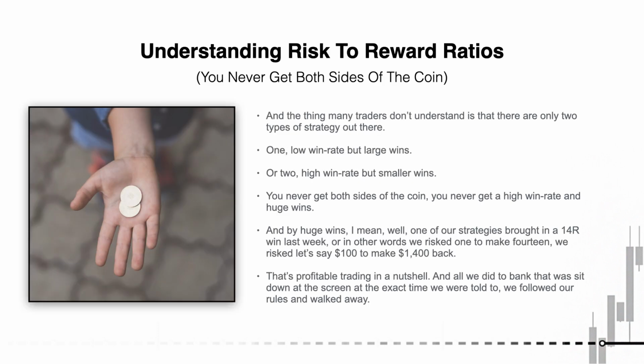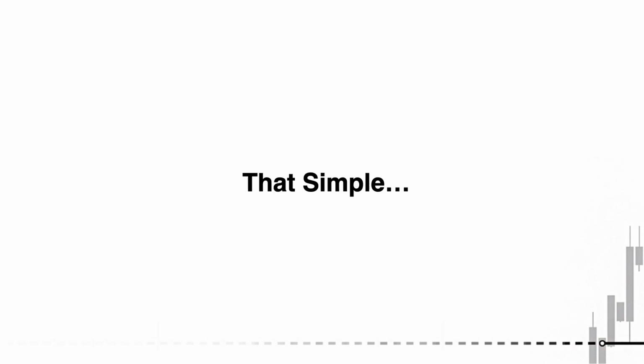And by huge wins, I mean, well, one of our strategies actually brought in a 14R win just last week, or in other words, we risked 1 to make 14 back. We risked, let's say, $100 to make $1,400 back. That is profitable trading in a nutshell. And all we did to bank that was sit down at the screen at the exact time that we were told to, follow our rules, walk away. It's that simple when you have rules in place to actually follow.